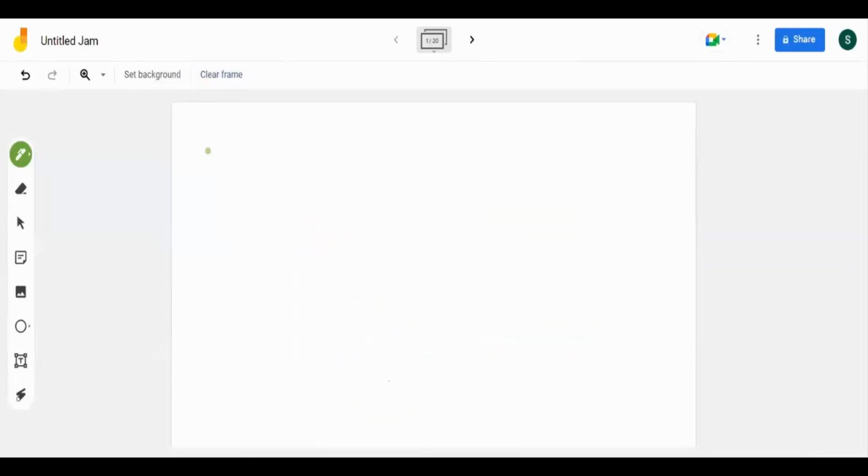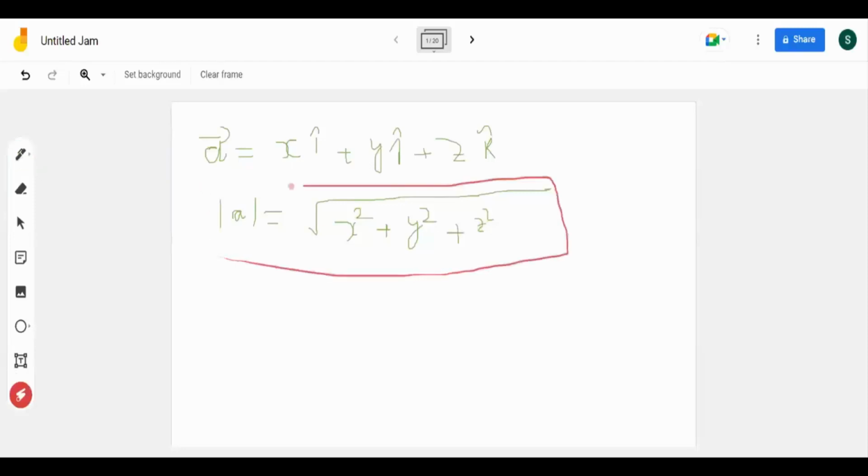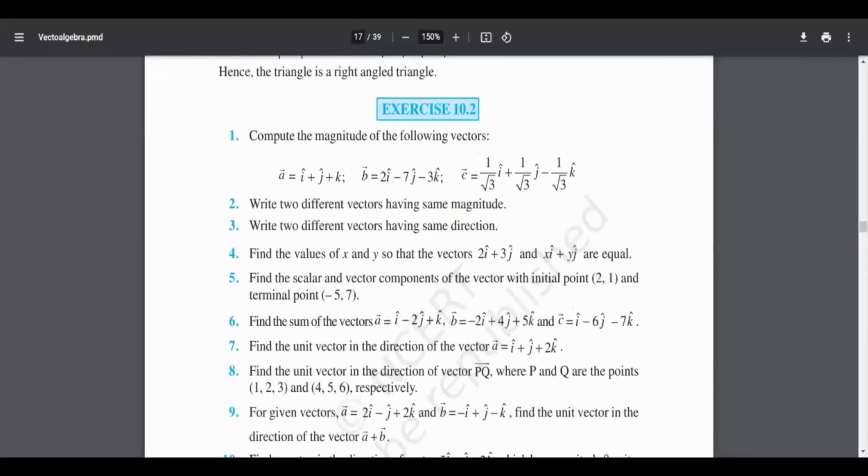Suppose our vector is given by A equals xi plus yj plus zk cap. So the magnitude of A is given by under root x square plus y square plus z square. If you know this, the question is very easy. The magnitude of any vector is given by the square root of the sum of squares of its components in each direction. Here we are given three vectors A, B, and C.